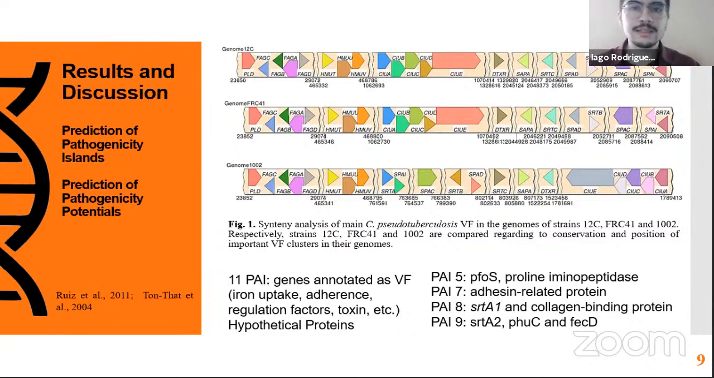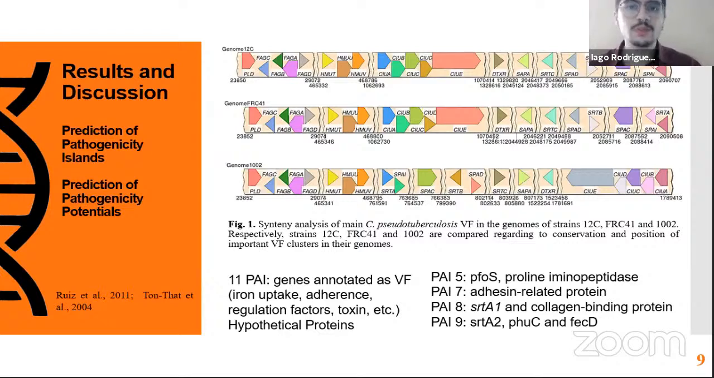Besides that, the CiuABCD gene cluster is also highlighted with its importance in the process of pathogenicity, but exhibiting differences in position and orientation in the different genomes, so in different positions and frames of the DNA. So this highlights the importance of different virulence factors.